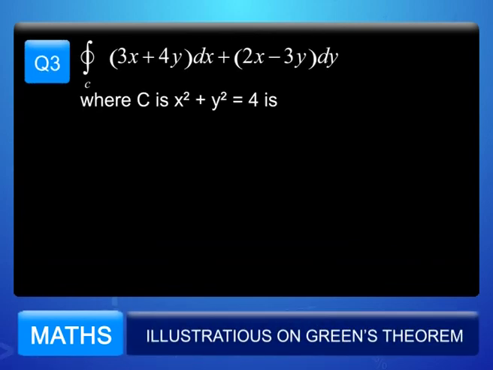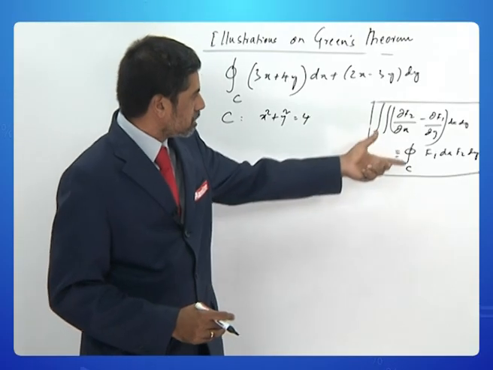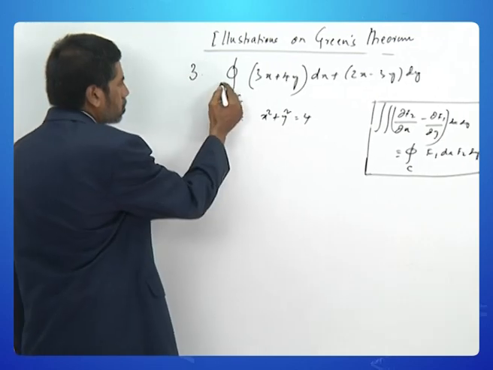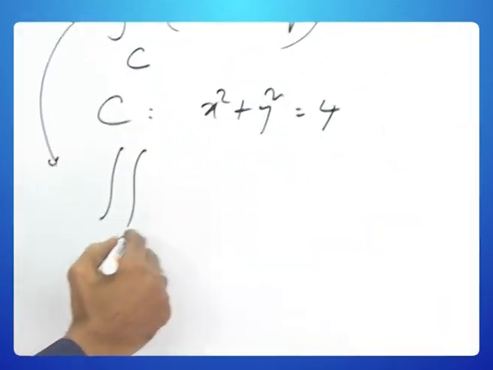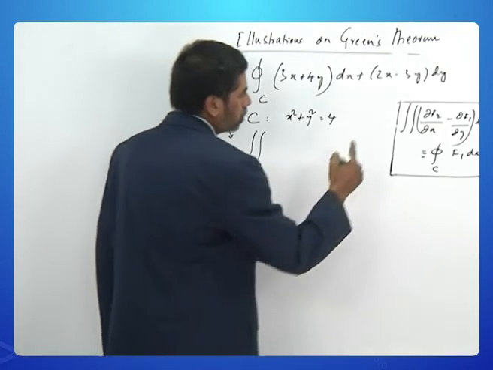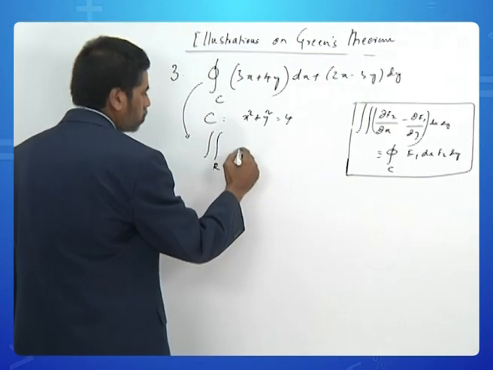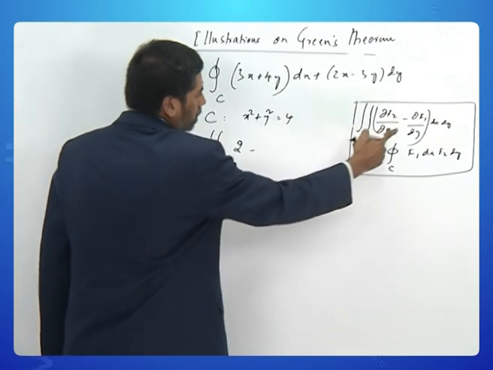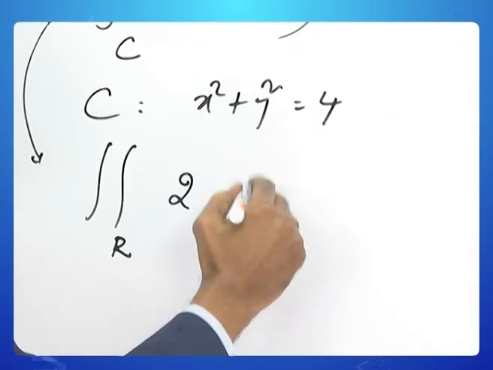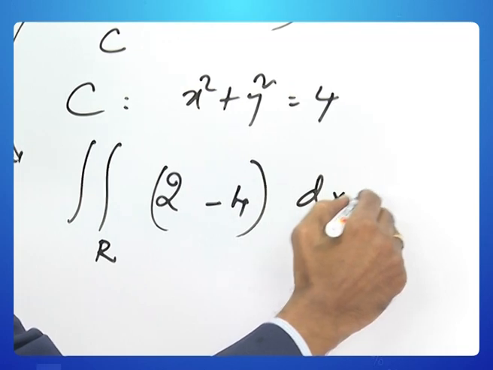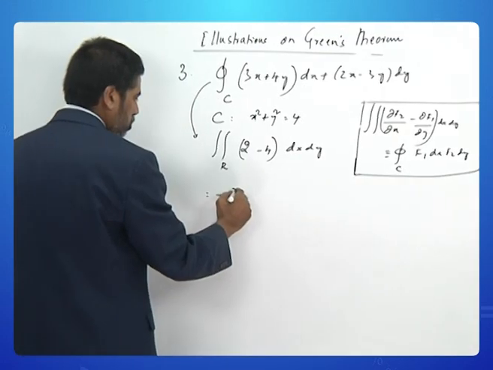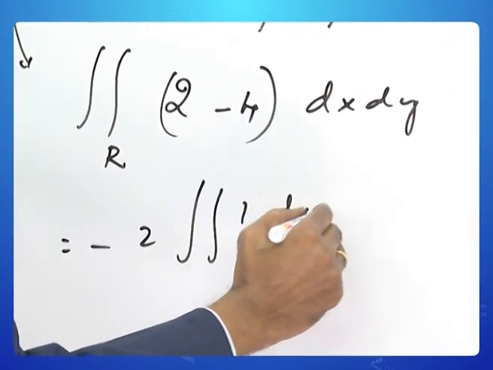Question number 3. What is the output of the closed line integral (3x + 4y) dx + (2x − 3y) dy, where C is the circle x² + y² = 4? So again we use Green's statement to convert. This gets converted into the double integral over R. ∂f2/∂x will give us 2, minus ∂f1/∂y will give us 4. So this is −2 times the double integral of 1 dx dy.